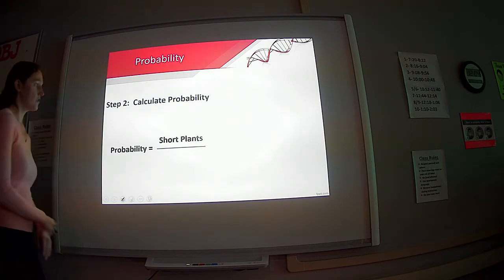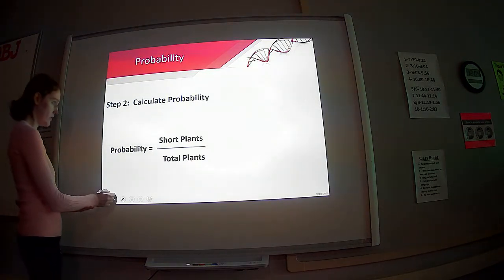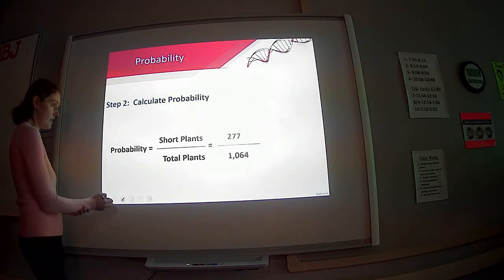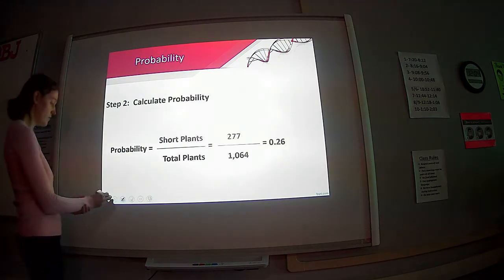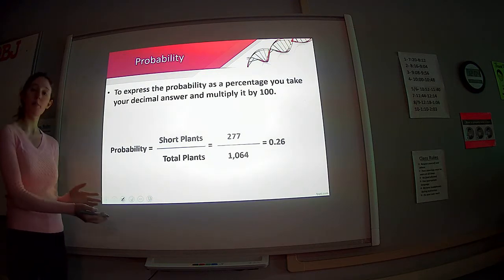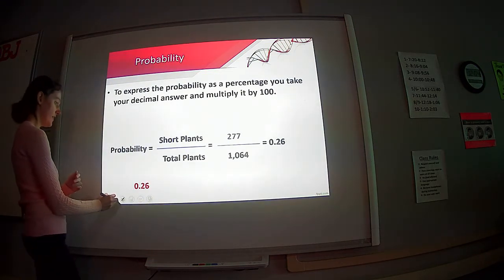So we're going to take short plants, because that is what we are looking at right now, divided by our total plants. You take 277 divided by 1,064, and that gives you 0.26. Express that as a percentage. You're going to multiply it by 100, or move that decimal 2 places to the right, and that is going to give you 26%.